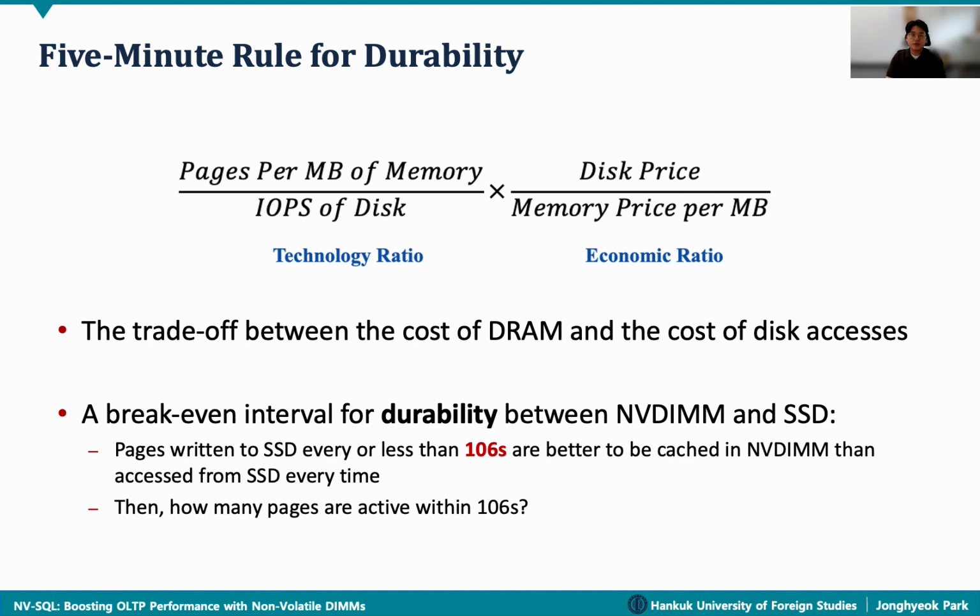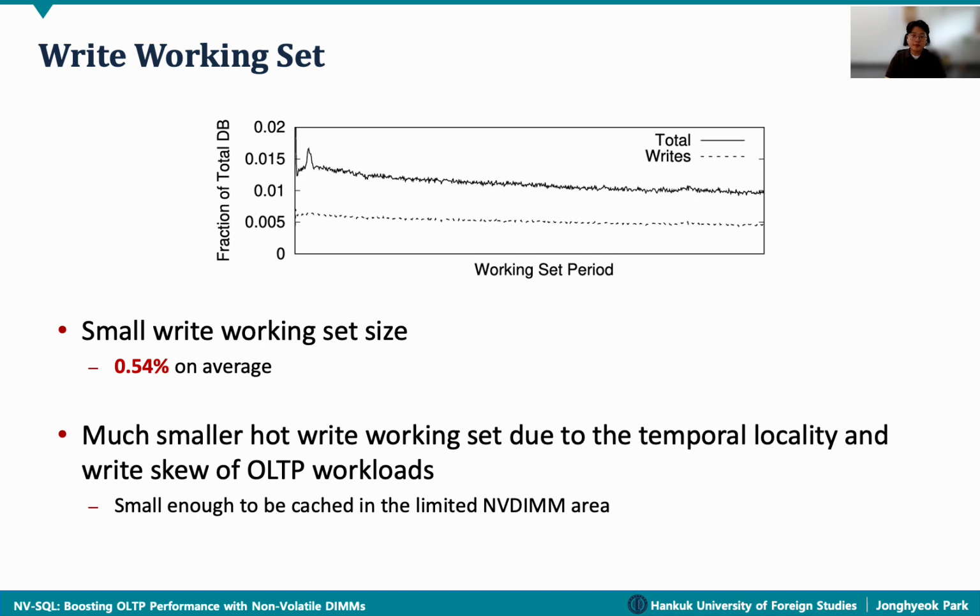When NVDIMM is used as a durable cache for SSD, we get a break-even interval of 106 seconds. It means that a page written to SSD every 106 seconds or less is better cached in the NVDIMM. Then, the next question is how many pages are active within this time window. As the size of NVDIMM is much smaller than that of SSDs, NVDIMM cannot absorb all write-hot pages if there are too many within this time window.